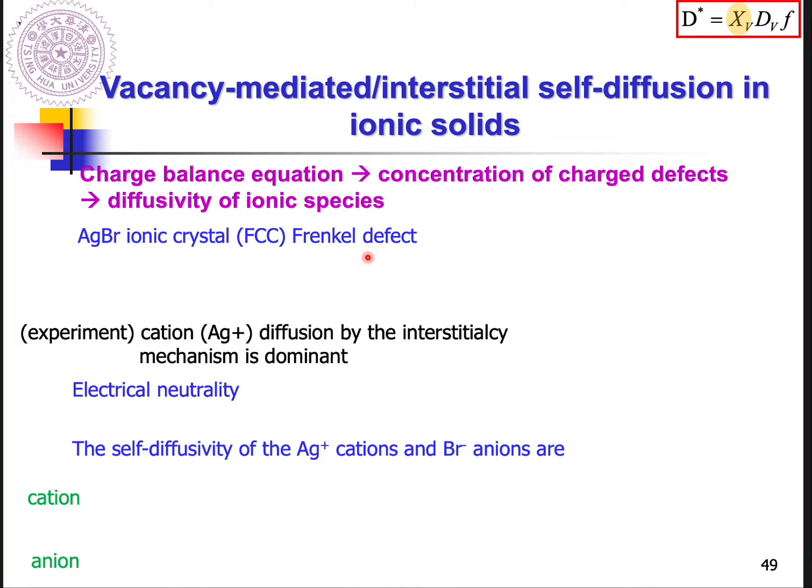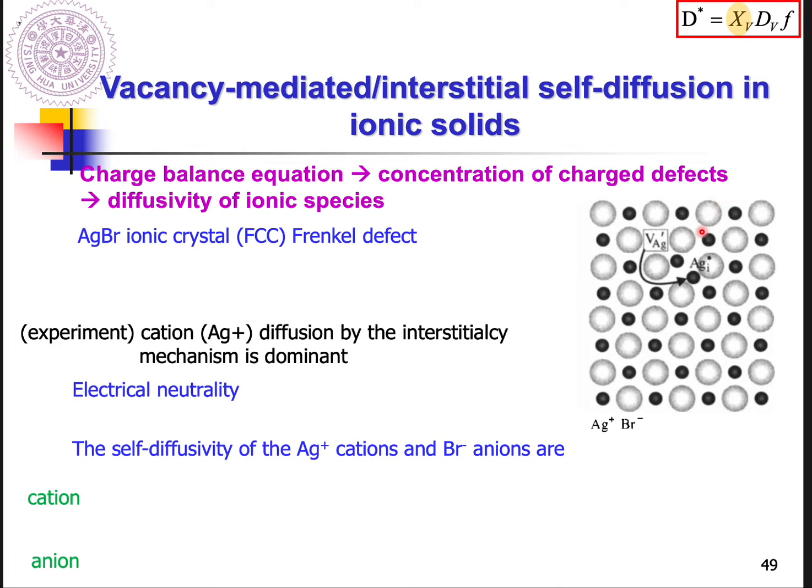The examples of Frenkel defect. Here we have silver bromide, an ionic material, and as we mentioned, what's the Frenkel defect? That means we have a pair of a vacancy and a corresponding interstitial. The silver ion jumps or diffuses to an interstitial site to become an interstitial defect and leaves a vacancy here, and this kind of defect we call a Frenkel defect.